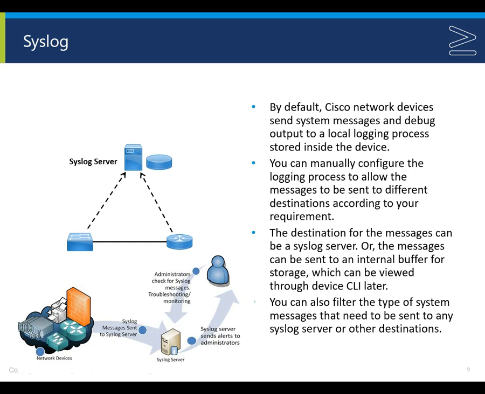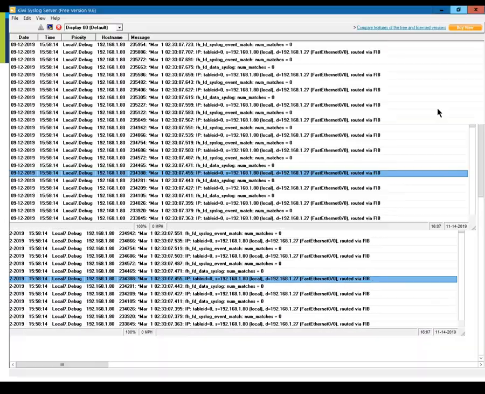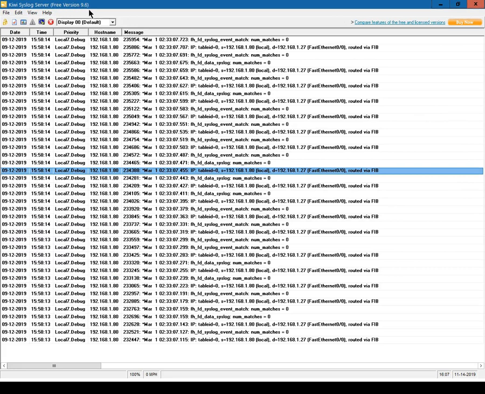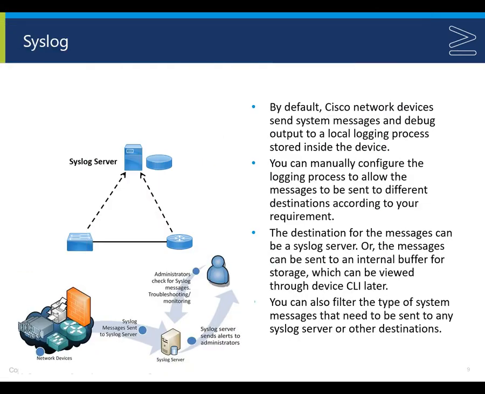We can manually configure the logging process to allow the messages to be sent to different destinations, the different IP address for these things. So the destination for the messages can be a syslog server. Syslog is a piece of software that's running someplace, and this is Kiwi syslog server. It's a free version if you want to get it. Search for Kiwi syslog server. They'll try to sell it to you. They said, oh, you got to update. You need to update it. There's been changes. Well, the update went to the pay version, so I had to go back and get the free one again in order to keep these things running.